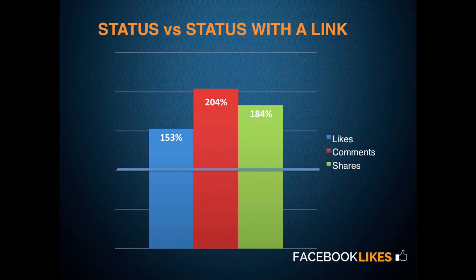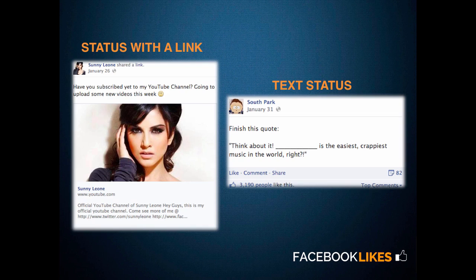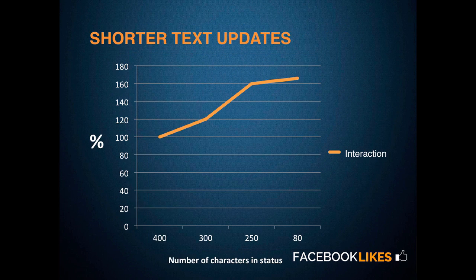So a status versus status with a link is displayed below. It was found that a status with a link receives 153% more likes, 204% more comments, and 184% more shares. So if you put a link with your status, you're going to get more interaction on average. Another thing to consider with status updates is the shorter the text, generally the higher interaction. As you can see here, a 250 character update gets 160% of the interaction of a 400 character update.